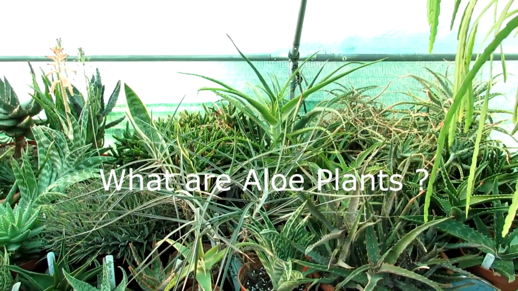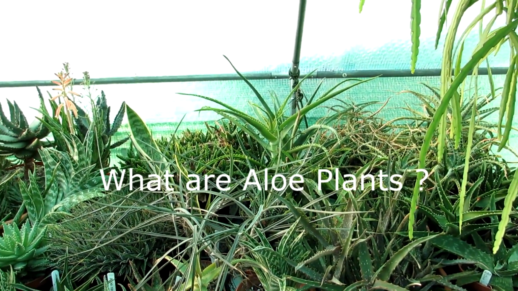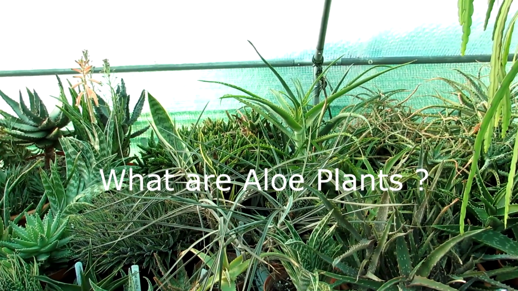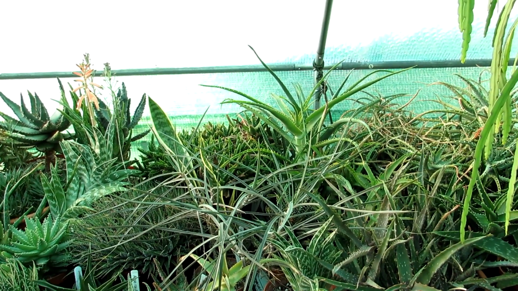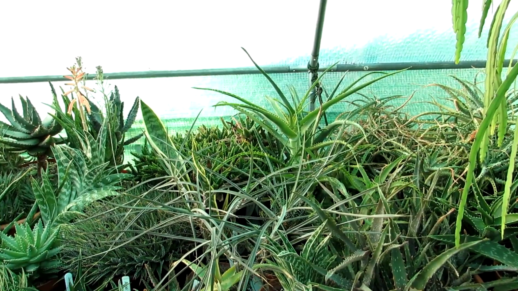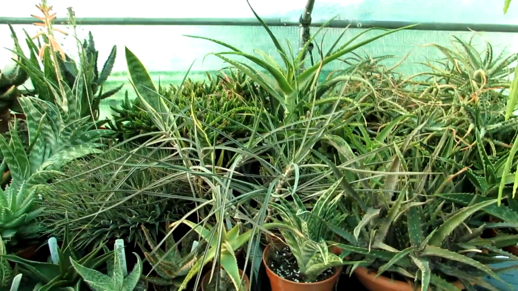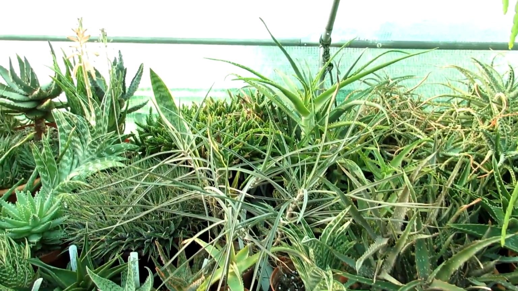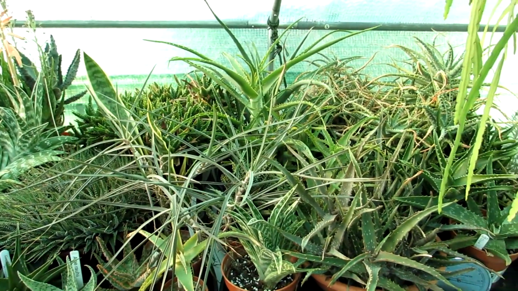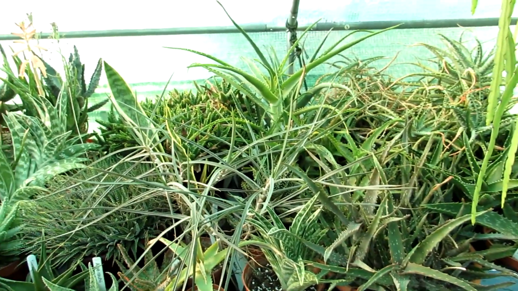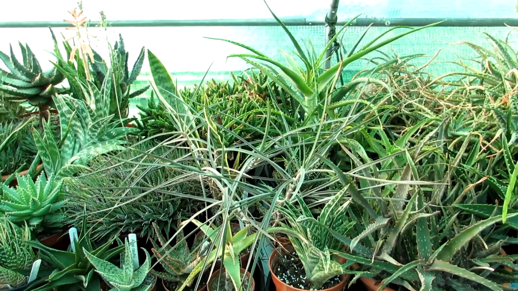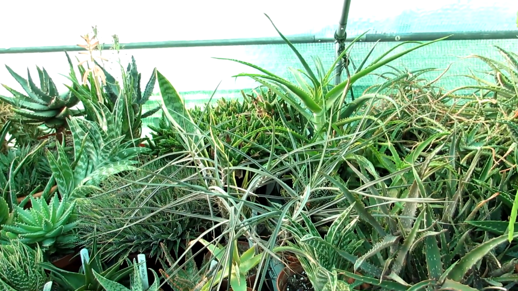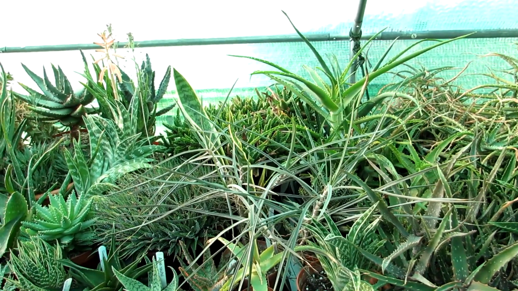Anyway guys, what are aloe plants? Well, aloe plants are succulent plants that belong to the plant family Asphodelaceae, Liliaceae and Xanthorrhoeaceae. And they're commonly now put into the Liliaceae family. But obviously they're a succulent plant, which means they can store water. And aloes come from Africa, India and the Indian Ocean Islands.